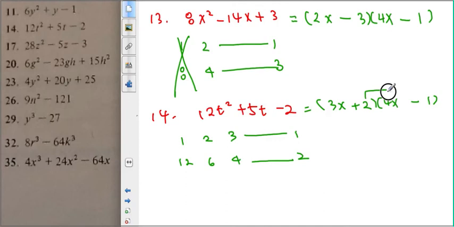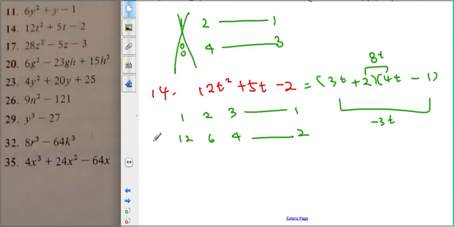So as you can see, inside becomes 8x, outside becomes negative 3x. When you add them up, we get 5x, or 5t in the middle. Let me just write down t instead of x. Sorry about that. All right, let's look at number 15.